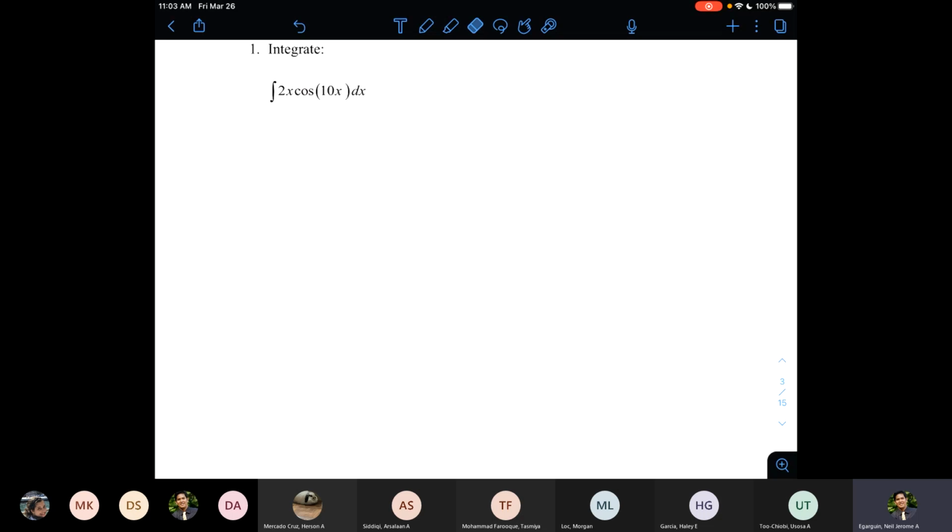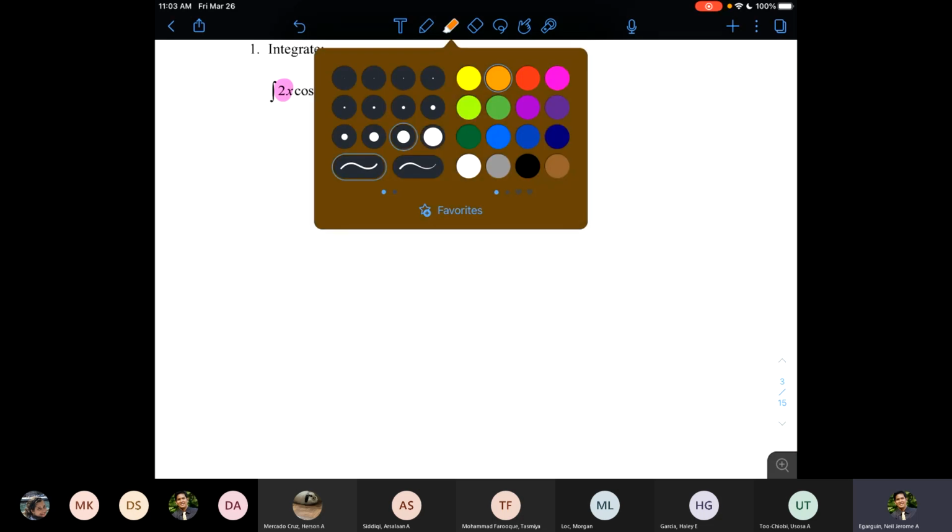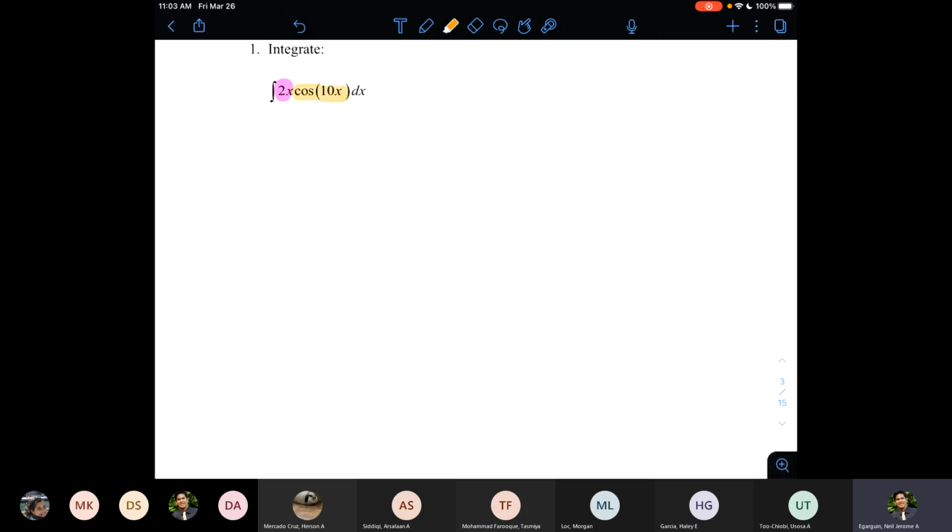Now I look at how the integrand looks. The integrand is a product, 2x times cosine of 10x. Whenever I see a product, the first thing that comes to mind is integration by parts, okay? So my prime candidate here for the method is integration by parts, precisely because it is a product of two functions, right? And let's see if it will really work.